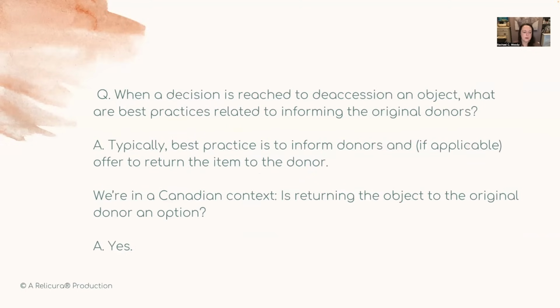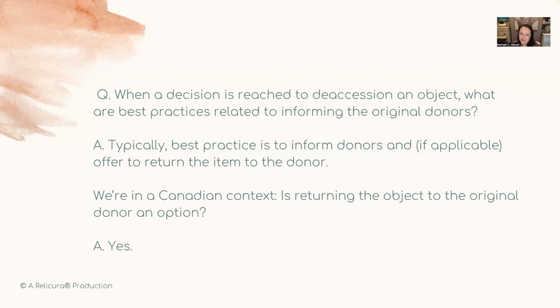And then the next question: when a decision is reached to deaccession an object, what are best practices related to informing the original donors? The typical best practice is informing donors and, if applicable, offering to return. My recommendation is always an offer to return in that exchange. However, that doesn't necessarily need to happen. You can just inform donors, hey, we're deaccessioning, however, we intend to transfer to this museum or what have you. You can inform them of the particulars of the disposal method.